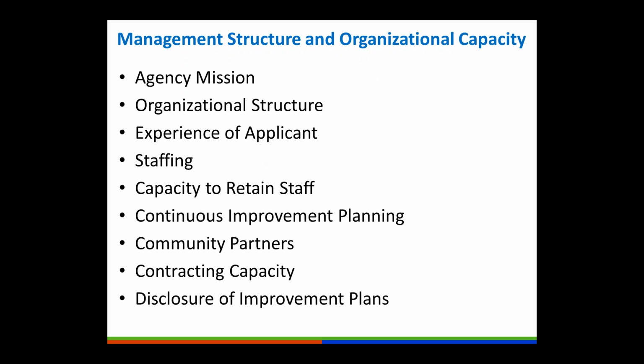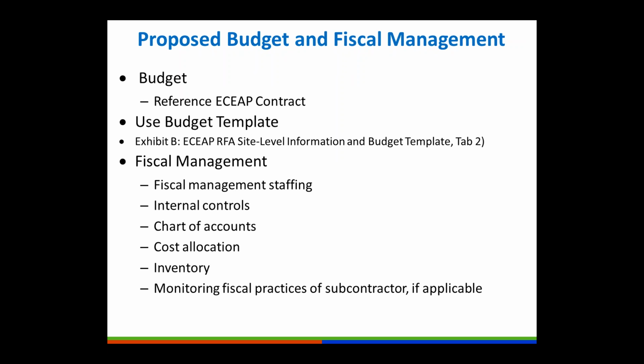Under management structure and organizational capacity, you'll see these are the different areas that you'll be talking about. And then under proposed budget and fiscal management, you'll refer also to the ECEAP contract. And then there's the budget template. Under fiscal management, you'll be covering fiscal management staffing and internal controls. You'll talk about your inventory.